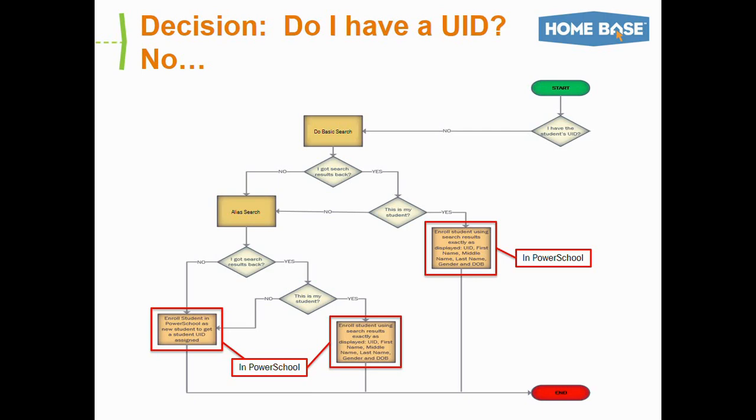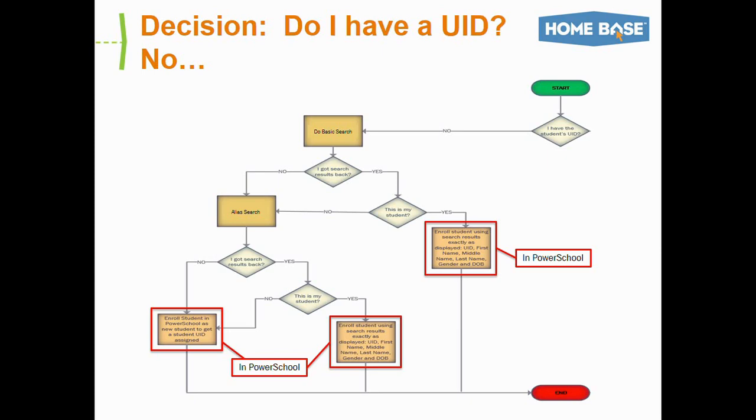If you do a basic search and you do not get any results back, consider using the alias ID search. Similar to the previous screen, if you do get match results back using the alias ID search, you're going to run through that same process of figuring out if any of the students that are listed are the one you're looking for. If so, use that same student information in the PowerSchool enrollment screen for when you're enrolling that student or updating that student so that UID can find an exact match when it updates the record.